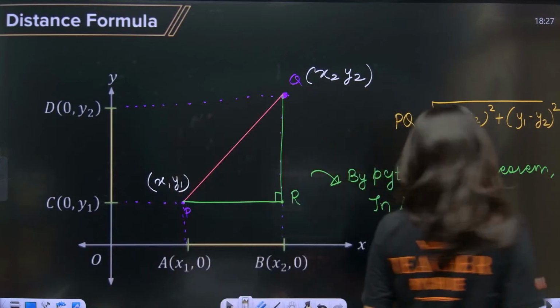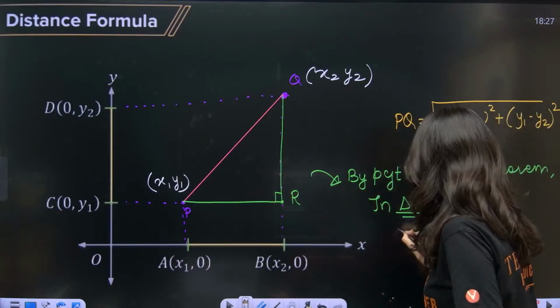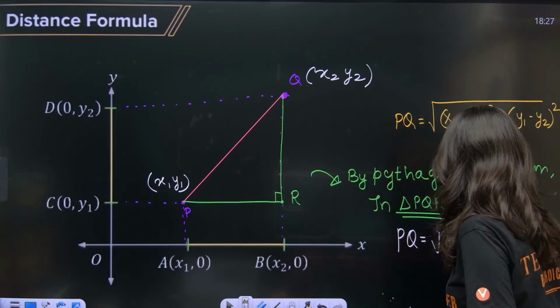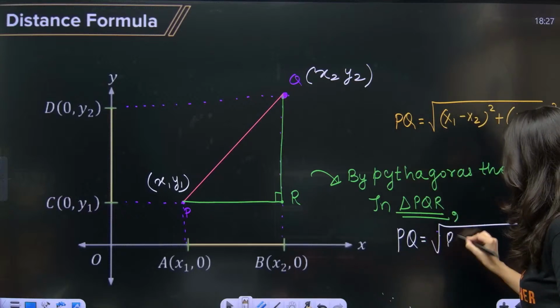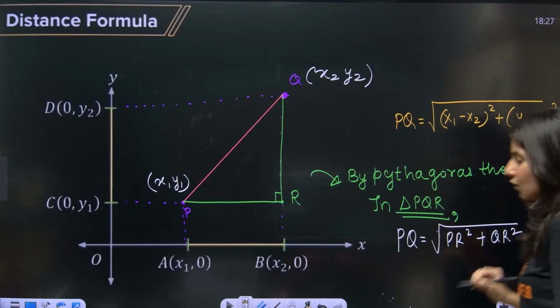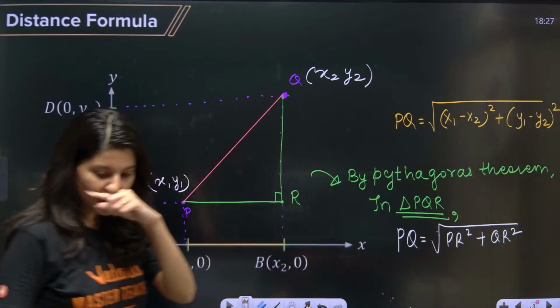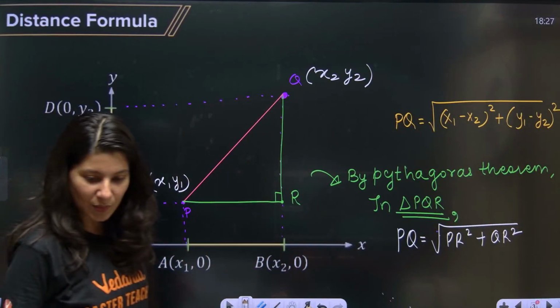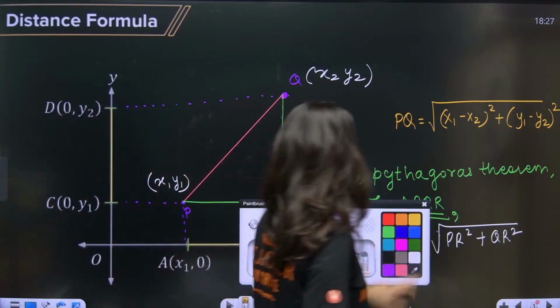Everybody can tell me? So this is hypotenuse, so PQ square is equal to PR square plus QR square. Yes or no, everybody? PR square plus QR square? Correct. Okay. Now what is PR?